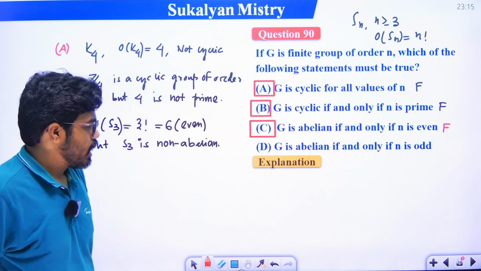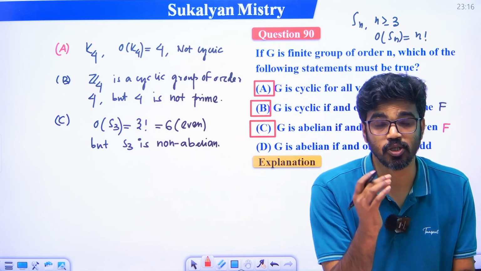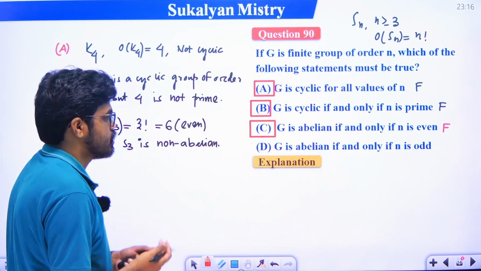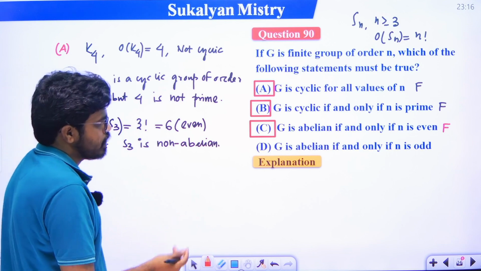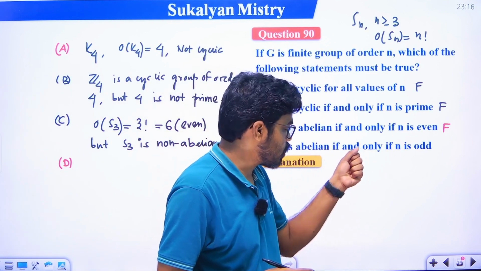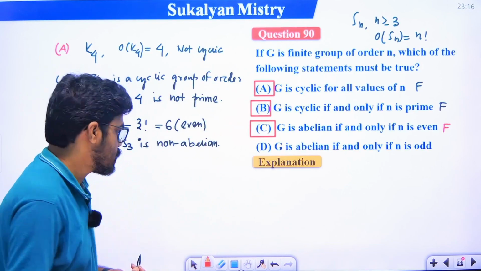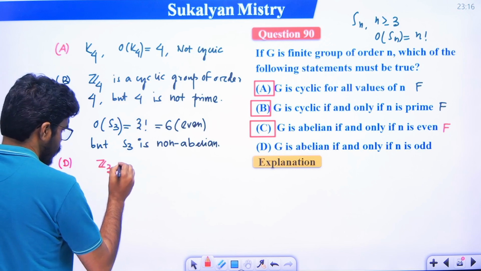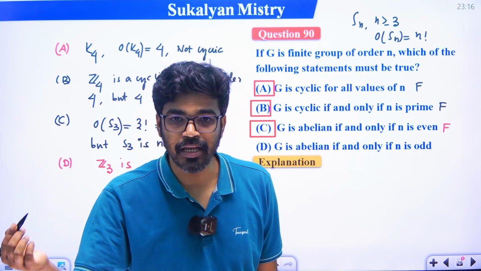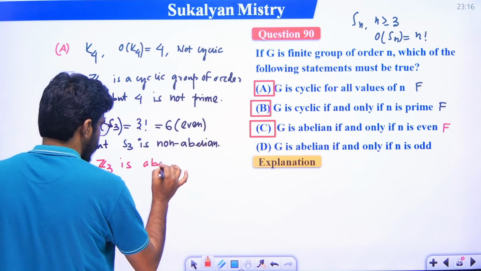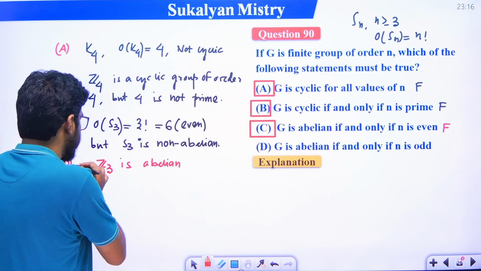Next, come to our last statement. It is given that G is abelian if and only if n is odd. Right? So for the final option, option D, G is abelian if and only if n is odd. If we consider the group Z3, Z3 is cyclic, obviously Zn is cyclic. Again, every cyclic group is abelian, so Z3 is abelian. And what is the order of Z3? The order of Z3 is 3.